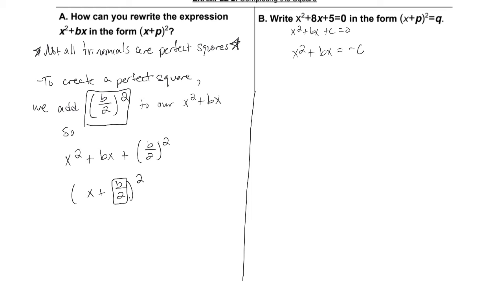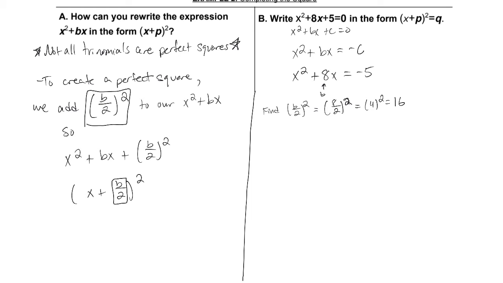So now we get x squared plus 8x, and then the opposite of c, because we moved it over, equals negative 5. Again, this 8 is your b. So now we need to find b over 2 squared. So 8 over 2 squared is equal to 4 squared, which equals 16.